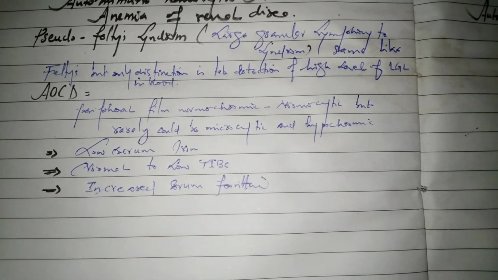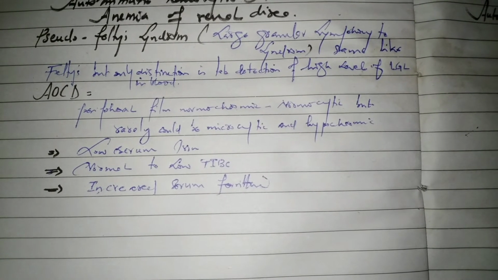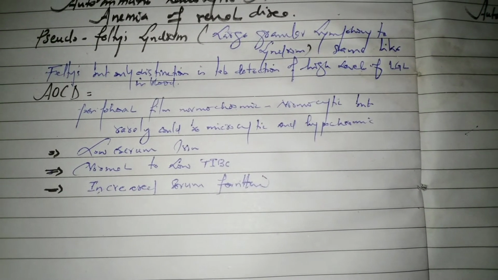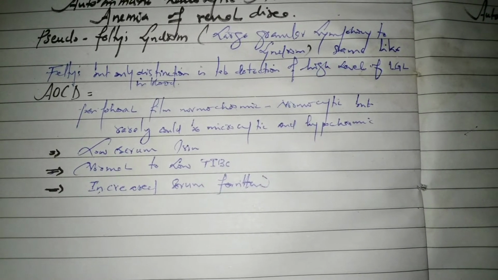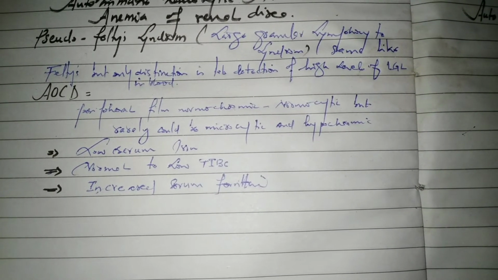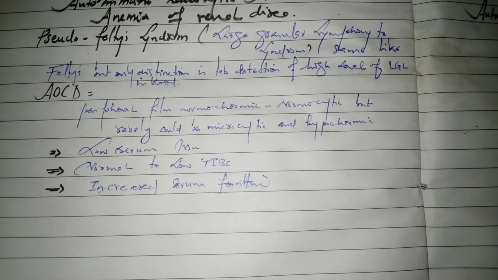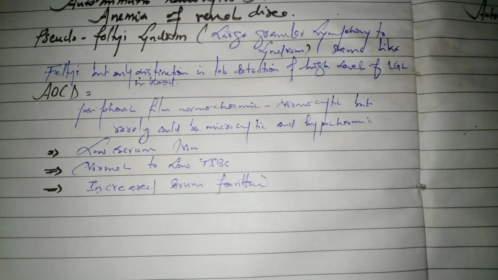Normal to low TIBC, total iron binding capacity. This is against iron deficiency anemia. The TIBC is increased in iron deficiency anemia, and serum ferritin is decreased in iron deficiency anemia.